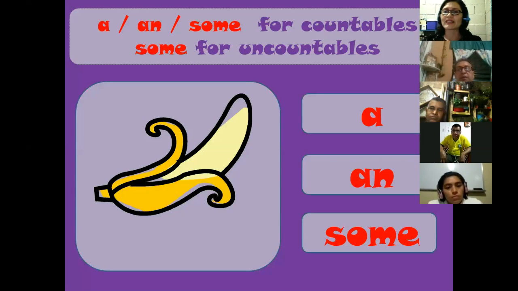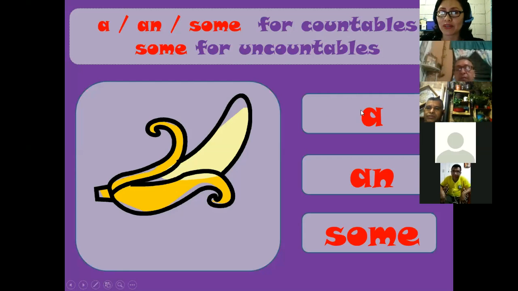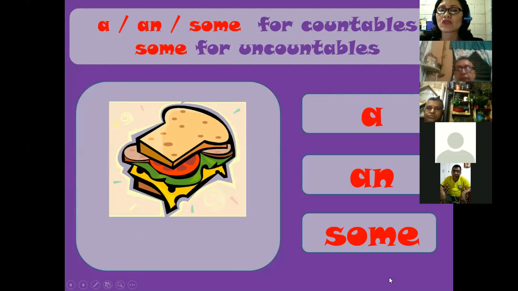Now, let's take a look here. It says a, an, or some for countable nouns, and some is for uncountables. So, what is the correct one? Is it a, an, or some? A. Okay, very good. That's going to be a banana, right? Excellent, very good, okay? So what about this one, sandwich? A, an, or some?